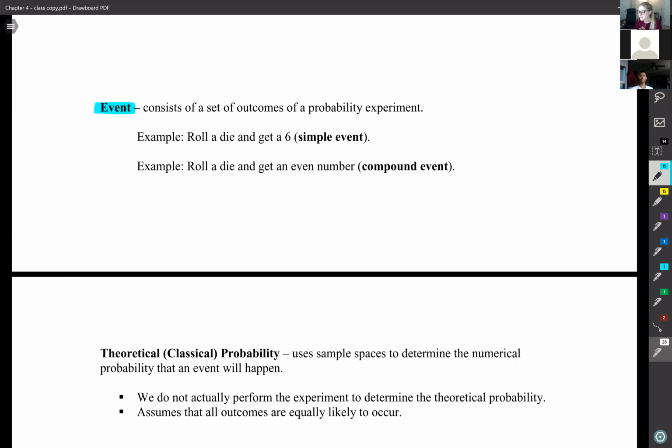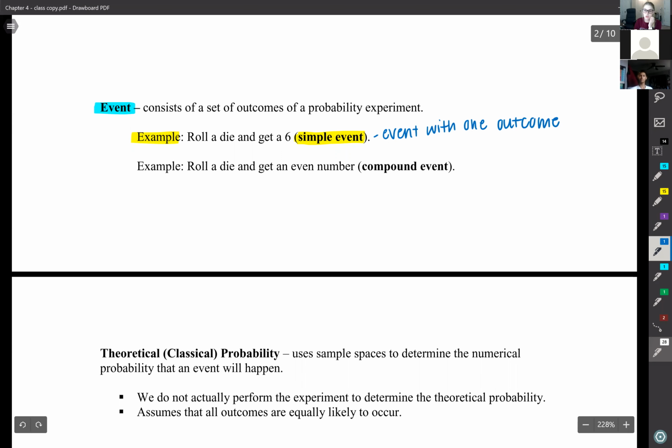So anyways, an event consists of a set of outcomes of a probability experiment. An example would be rolling a die and getting a 6. That would be a possible event. And that's what's referred to as a simple event. The reason that it's called a simple event is because it's an event with one outcome. What I mean by that is the only outcome is getting a 6. That's the only thing that makes this event true, is if you roll a 6. So there's one way to satisfy this.